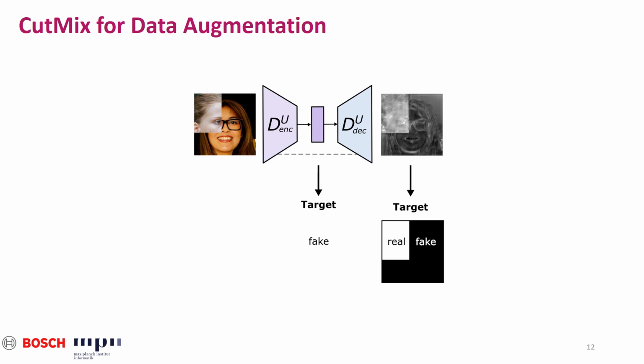In contrast to the original CutMix, we do not use soft targets for the encoder, but always use fake as the target, as otherwise the generator can learn to generate artificial CutMix images. The data augmentation and the consistency loss are two separate regularization schemes that can be implemented side by side and reuse the same mixed images. Next, we will present the experimental results.